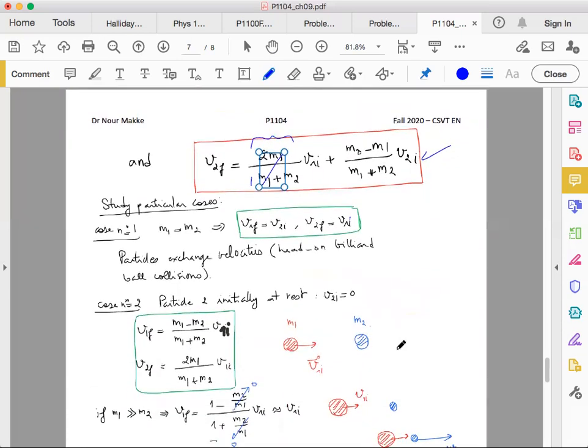Now the second case, what happens if you have one particle that is stationary? If one of the particles is at rest. Like for example, let's take particle 2 to be at rest. What happens in this case? Let's have a look.